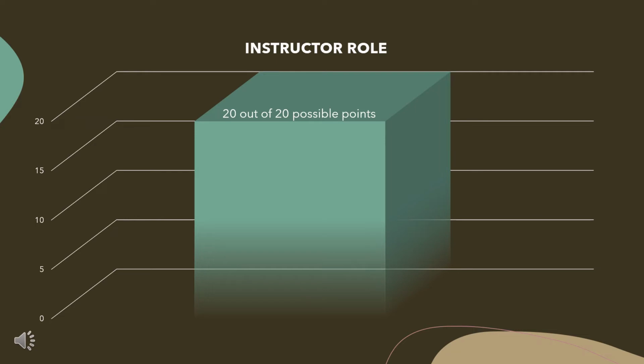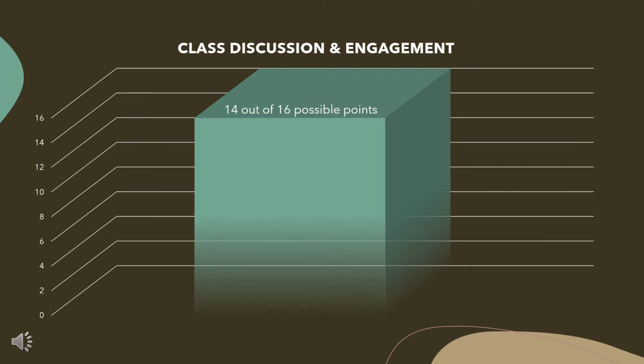Next is the category of instructor role. There was a total of 20 points possible, and all 20 were scored. Next is class discussion and engagement. There were a total of 16 points possible, and only one area did not receive full points. Indicator number 6 was instructor posts critical reflective questions for discussion forums, and that scored a 0.